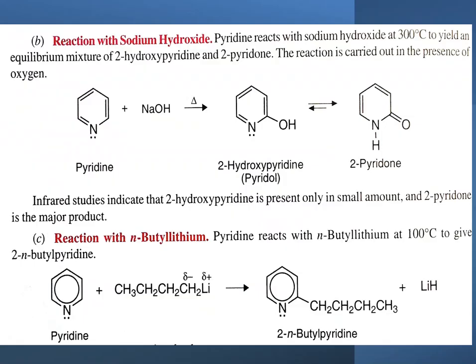Some of the other examples: sodium hydroxide reacts to give 2-hydroxypyridine, which undergoes tautomerism to give 2-pyridone. Next is n-butyl lithium. You get your 2-n-butylpyridine. Your butyl gets added at the second position. These are some of the very important reactions to be known.